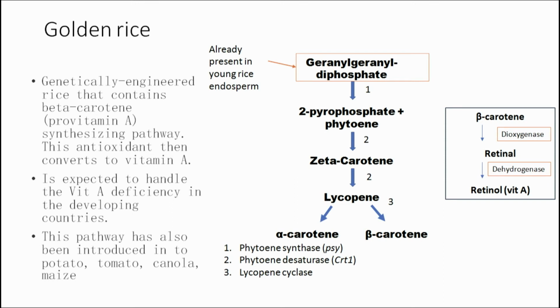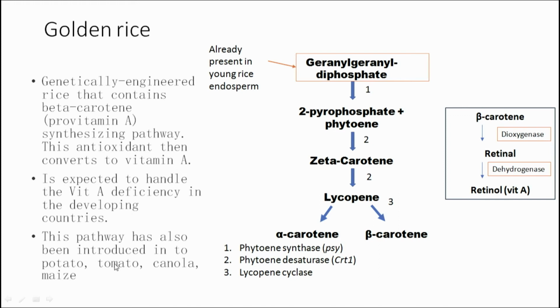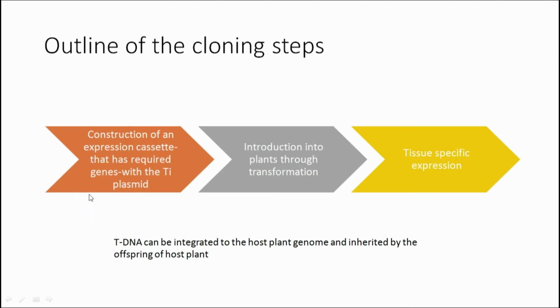very poor countries. And similarly, just as I am going to illustrate to you how it has been done in the case of rice, this pathway of synthesizing vitamin A has also been introduced into potato, into tomato, into canola, into maize, etc. So, let us see what are the essential steps which are involved. So, here is an outline of the different cloning steps.